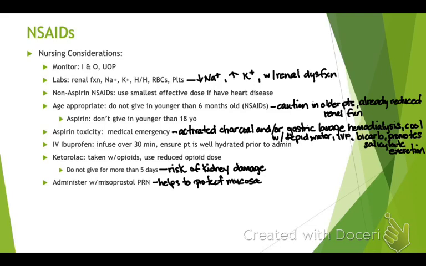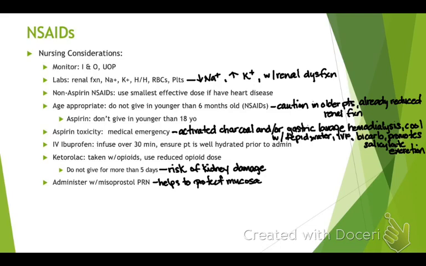So that is also important, and it's a nursing consideration that you need to look at. Age-appropriate considerations that you need to remember: again, you do not want to give any NSAIDs to patients younger than 6 months of age. Use caution in the older patient because they may already have reduced renal function, and NSAIDs can cause a worsening of that renal dysfunction. Again, aspirin itself, you do not want to give to those younger than 18 years of age.